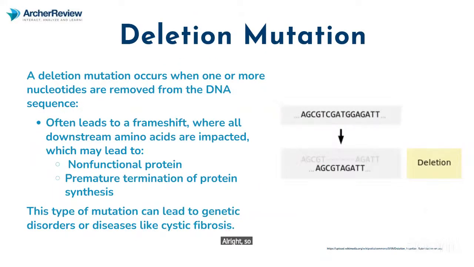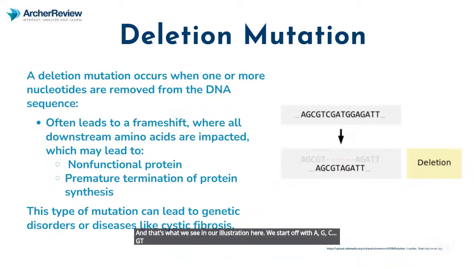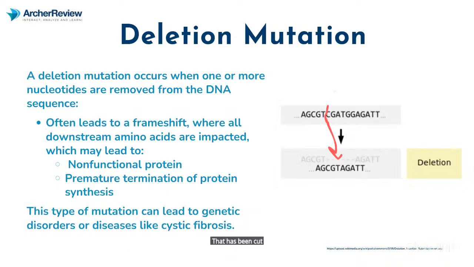All right, so our first type of mutation is a deletion mutation. And I love this, like I said, because it's exactly what it sounds like. It's a part of the DNA gets deleted. It's simple as that. And it could be 1, 2, 3, 4. It could be a multitude of bases. There is no set number. And that's what we see in our illustration here. We start off with A, G, C, G, T, and then we have a problem right here. Like this is no longer present down there. And we can see that we've got a chunk that has been cut out right here. That's all been cut out.